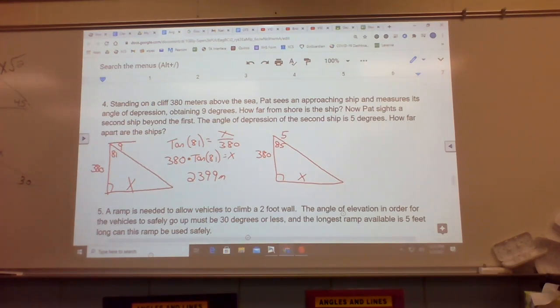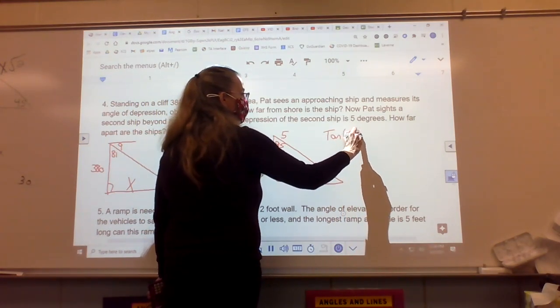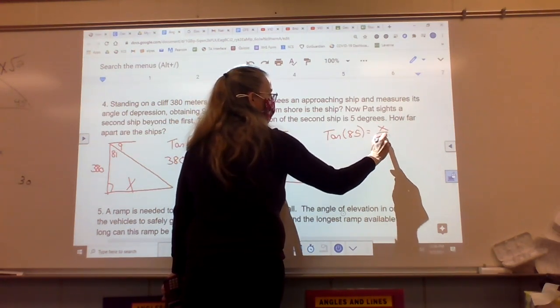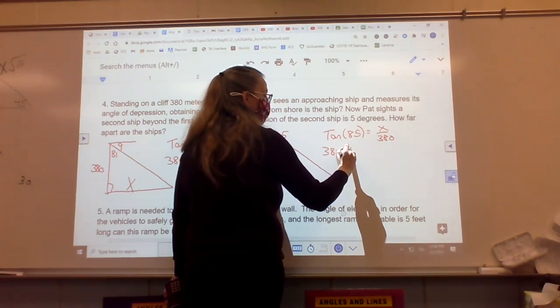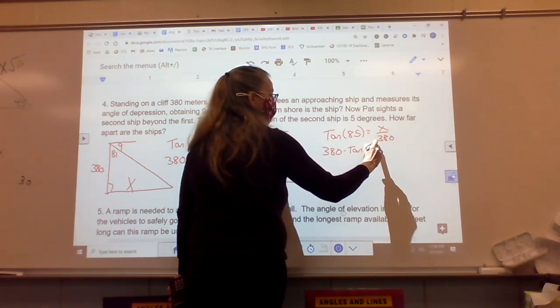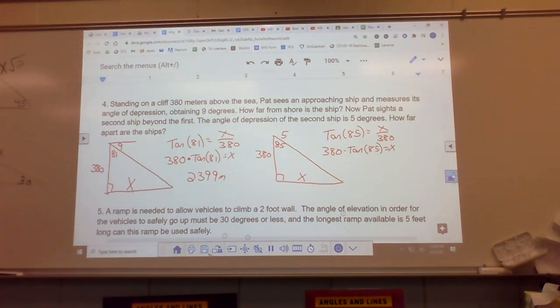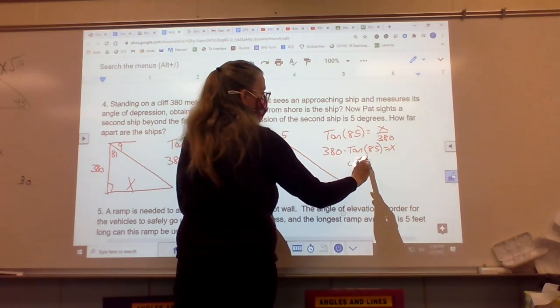My setup's going to be the same. Still tan. This time it's tan 85 equals x over 380. To get rid of the divide by 380, multiply by 380. And that equals x. So I'm just going to change the 81 to 85. Change that to a 5, hit enter. 4,343.